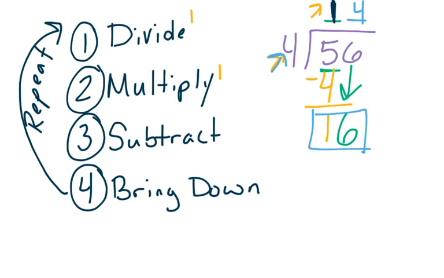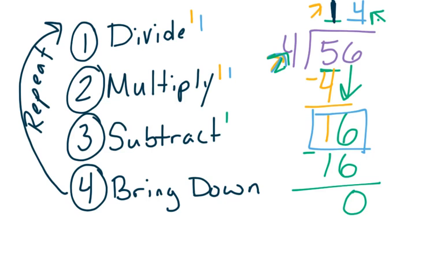I brought down my number and now I just divide it again. So now I need to again follow my next step, which is to multiply. And when I multiply, I'm going to multiply times the number that I just put on top, which is that 4. 4 times 4 is 16. My third step is to subtract, and when I do that, I'm left with 0.